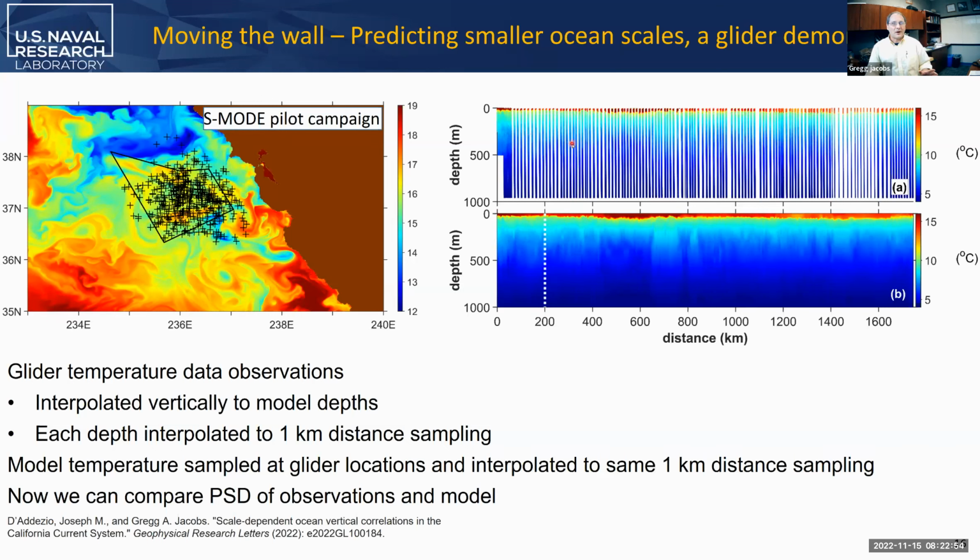On the top here are the profiles that were returned from one of the gliders, and they've been converted into distance. These gliders didn't go back and forth on nice predefined lines. They were continually chasing the model forecast error that was changing every day. But we just unwind those paths and look at them as a function of distance. We can interpolate those observations to the model depth levels and then interpolate in distance to get 1 kilometer samplings along each of those paths. Now we've got a nice uniform data set that we can compare directly to the model, and we can take power spectral density of these to look at the constrained scales.